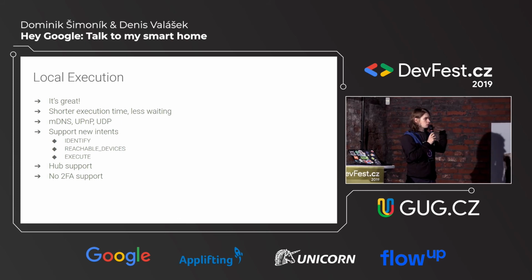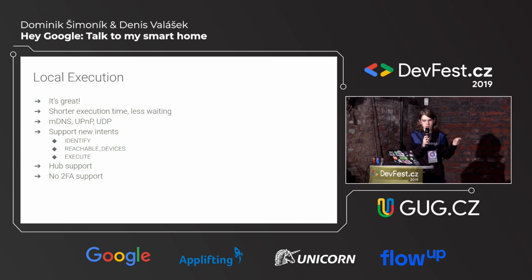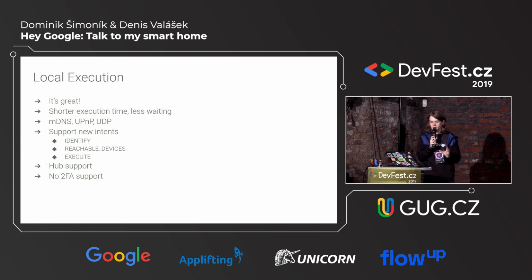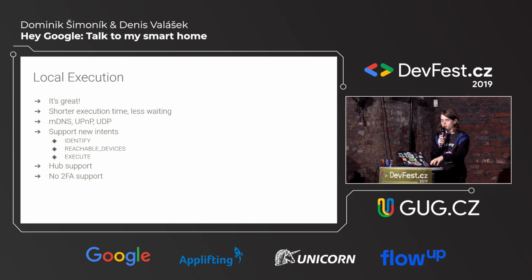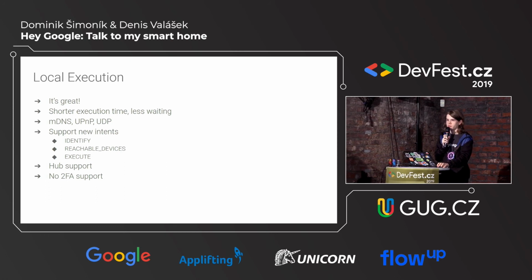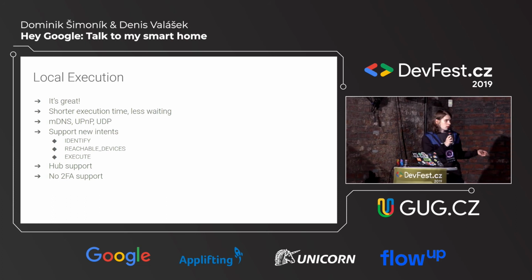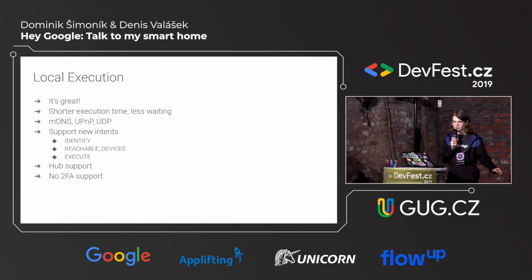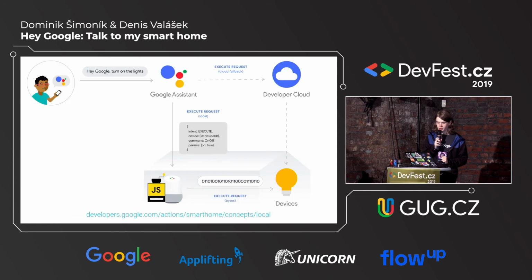You can communicate using these protocols in your local network, and these will support new intents. So you have to create an app that will run on the Google Home, and from there it will send the request in the local network. It also supports hubs, so if you have a hub that's controlling your devices, you can totally do that, but sadly there is no two-factor authentication for local execution.